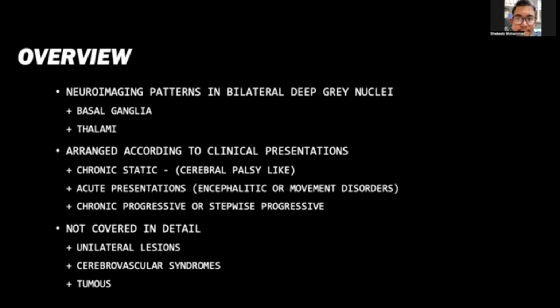This is an overview of the talk, where I've arranged it according to patterns of clinical presentation as either cerebral palsy-like presentations, acute presentations, or progressive presentations. Obviously, we won't be going through an exhaustive list in most cases, and I'll be providing this in the end. And I'll not be covering particular cerebrovascular syndromes apart from a couple of instances, or tumors or unilateral lesions, in detail.